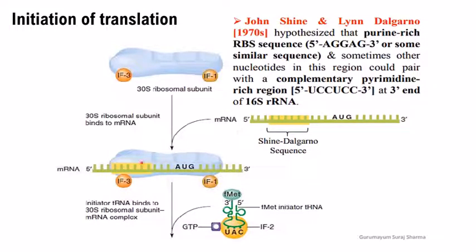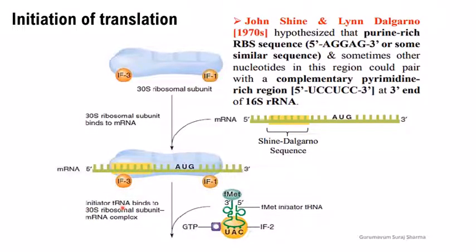So here you can see the 30S subunit with its 16S rRNA sequence binding to the mRNA molecule. The mRNA molecule is shown in green color within this particular image. After binding of this mRNA to the 30S subunit, the next step is the initiator tRNA.